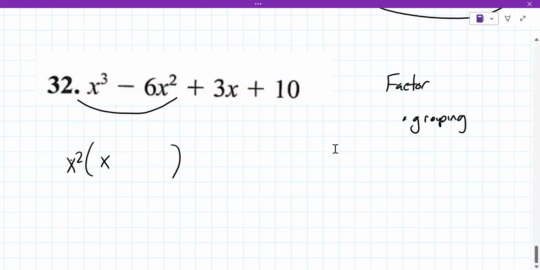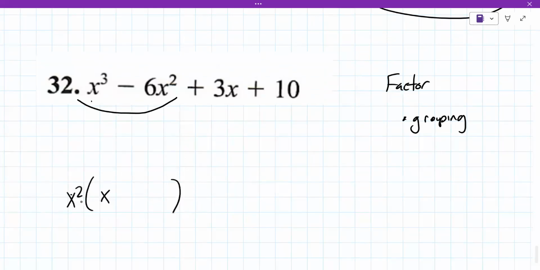So a hint here, I'll just drop a hint in. Sometimes you're dividing both of these by the x squared. Negative x squared 3. Divided by x squared, they cancel. What's left over? Negative 6.